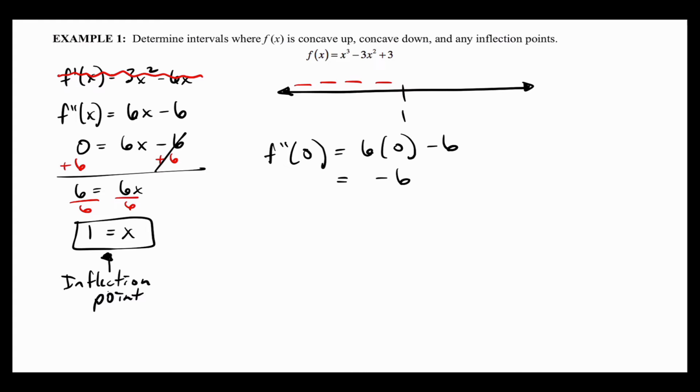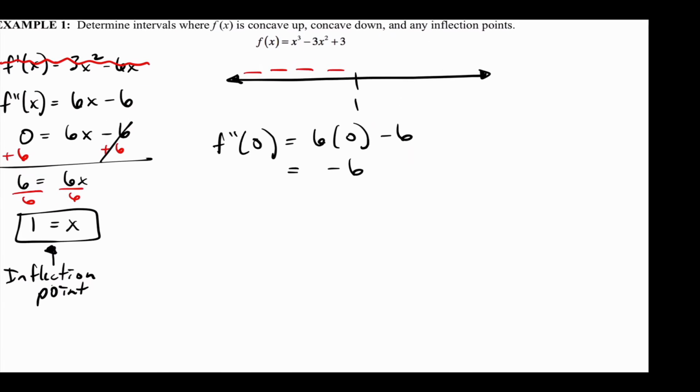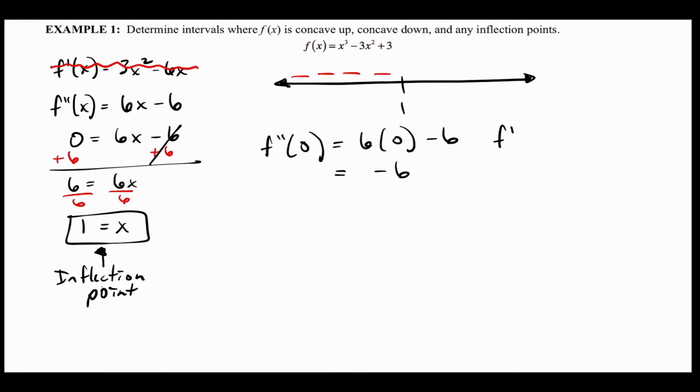Now I'm going to pick a number after 1. 2, 3, 4, any number you want. It's not limited. I would pick a number that's easy to use, but you're not limited to small numbers only. Okay, that's positive 6.